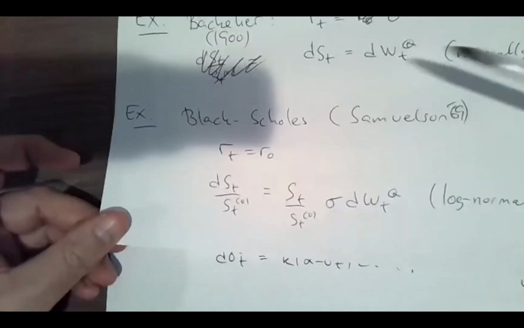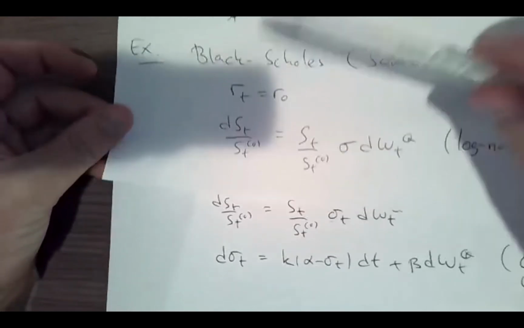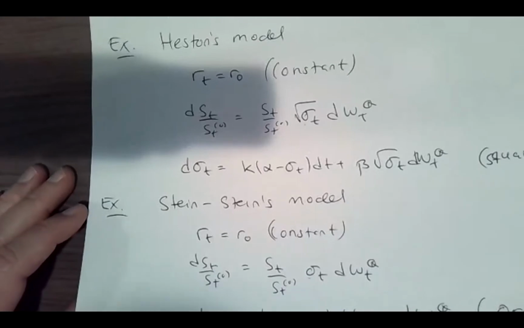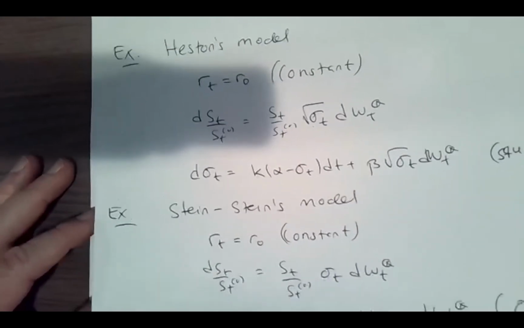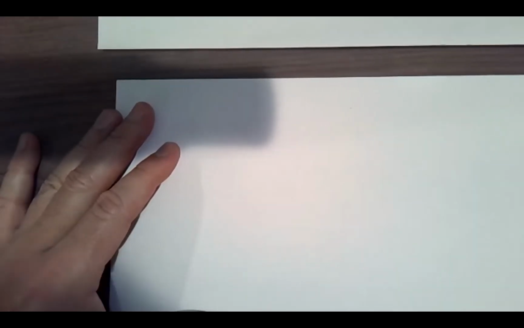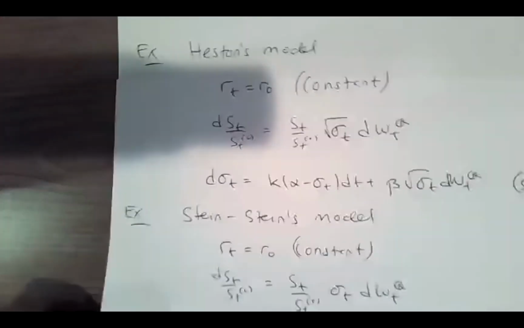So here we have the Bachelet, Black-Scholes, Heston, and Stein. They all focus on the equity, all focus on the stock. Models that are more focused on the interest rate, well, those will be. Professor, I have a quick question.